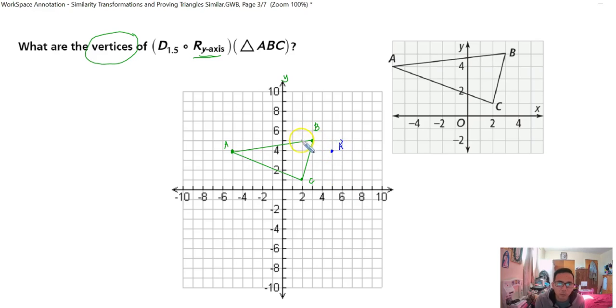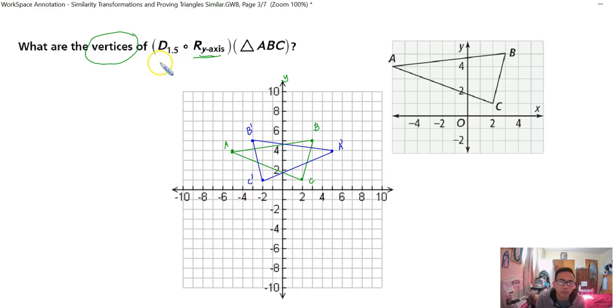My B prime, it's 1, 2, 3. So 1, 2, 3. So this is now my B prime. And my C prime, it's 1, 2. So 1 and 2. So this is my C prime. Now I'm going to connect the graph. All right, the blue graph is now the image after reflecting the pre-image along the y-axis.